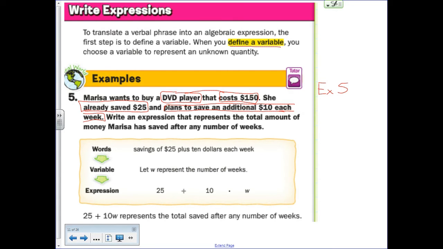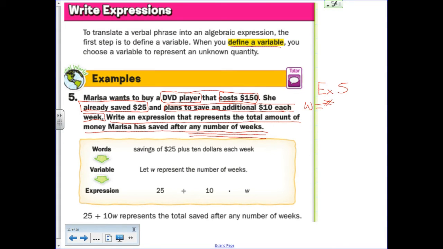It says write an expression that represents the total amount of money Marissa has saved after any number of weeks. Any number of weeks. We're missing some information there. We don't know how many weeks she has saved money or will save money. So this is where we're going to define a variable. We would make W stand for the number of weeks.